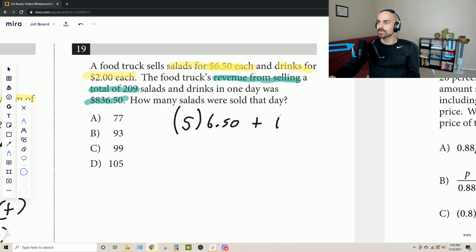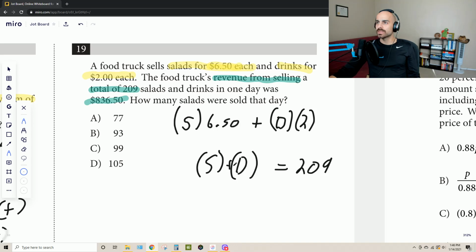And then drinks, which we'll list as D, when you multiply that by $2, that would give us the total money made from that. And what we know is that when you sold all your salads and drinks together, that was 209. That's what this is telling us here, a total of 209. I should really highlight this bottom one here in yellow because we're actually going to connect this to that first one. We know that when you sell them all together, what you end up with is $836.50. So these are the two equations that you want to write.